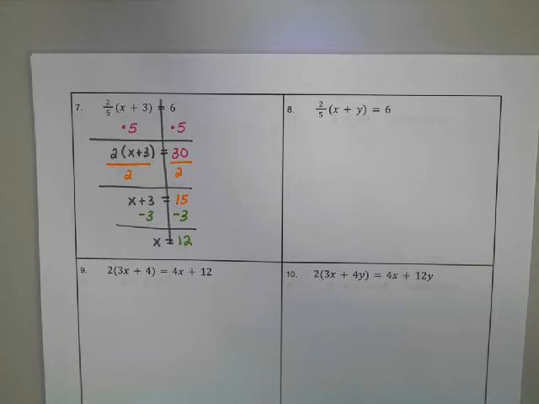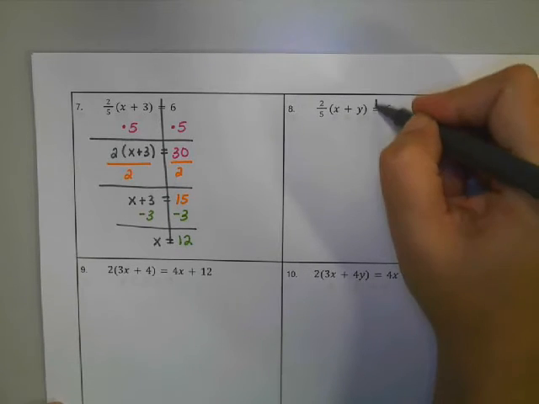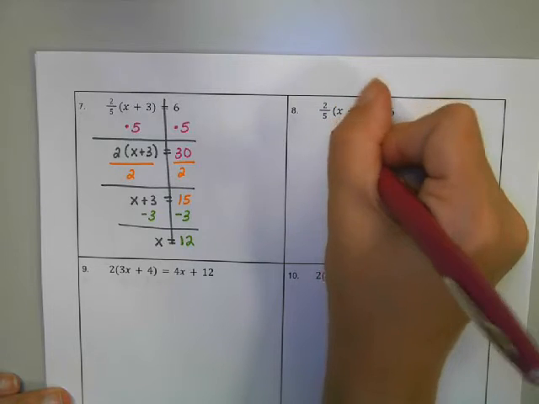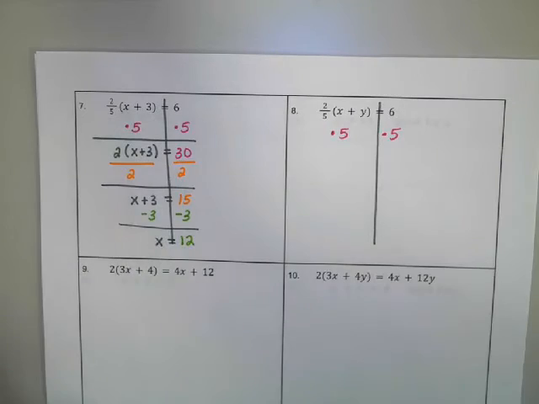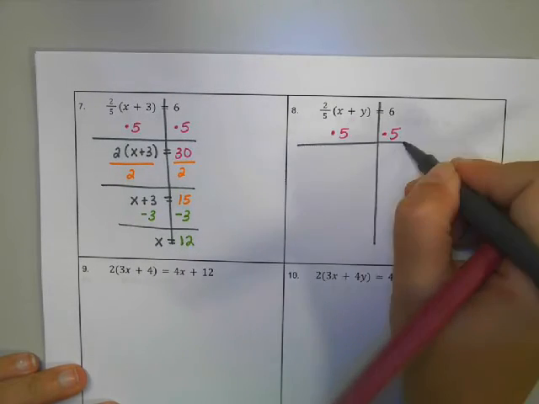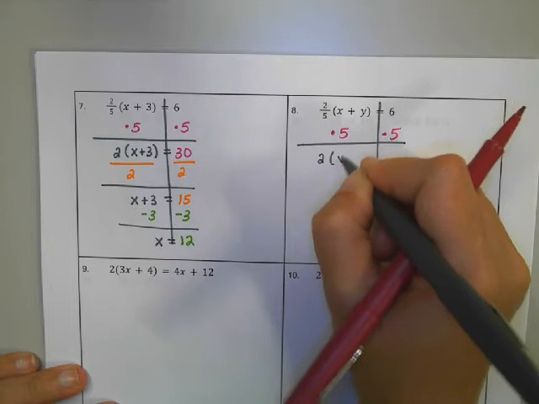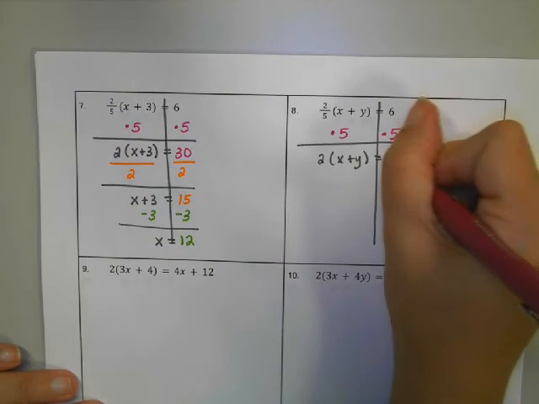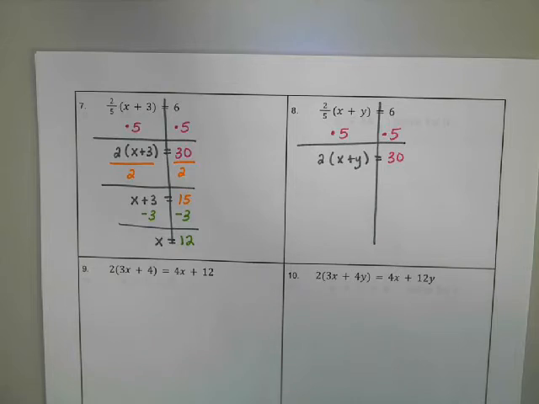For problem number 8, I can see that it's a very similar problem, only instead of x plus 3, it's going to be x plus y. I'm going to start solving this problem the same way. So I'm going to multiply by 5 on both sides. That means I'm going to have 2 parentheses x plus y equals 6 times 5 gives me 30. Then I'm going to divide by 2.